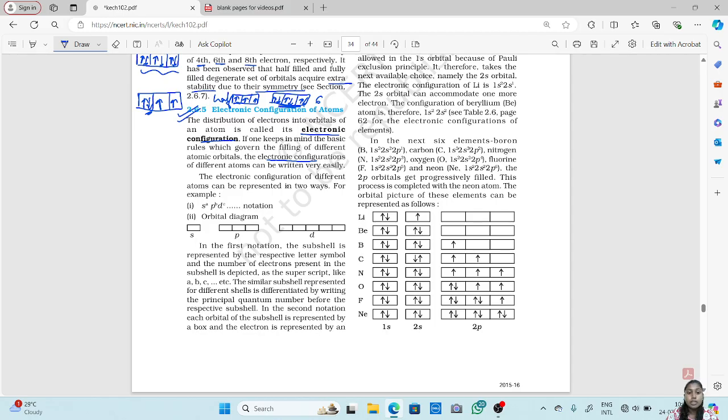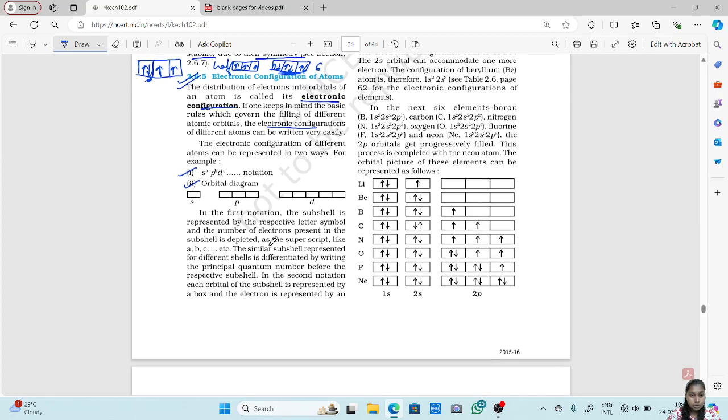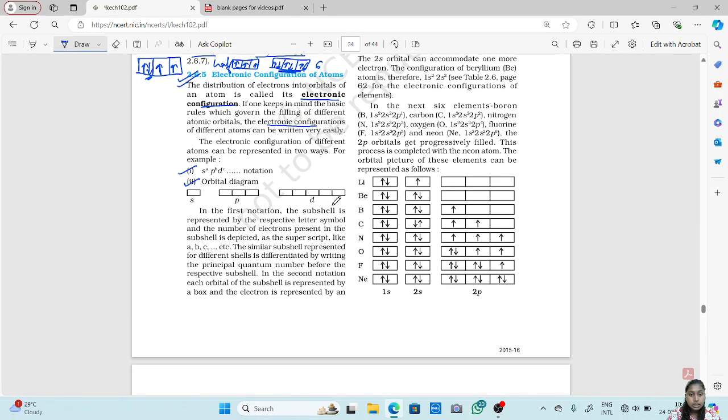The electronic configuration of different atoms can be represented in two ways. For example, this is one way you can represent an electronic configuration, that is spdf notation. And next is the orbital diagram. I'll show you both the notations. In the first notation, the subshell is represented by the respective letter symbol and the number of electrons present in the subshell is depicted as the superscript, like a, b, c.